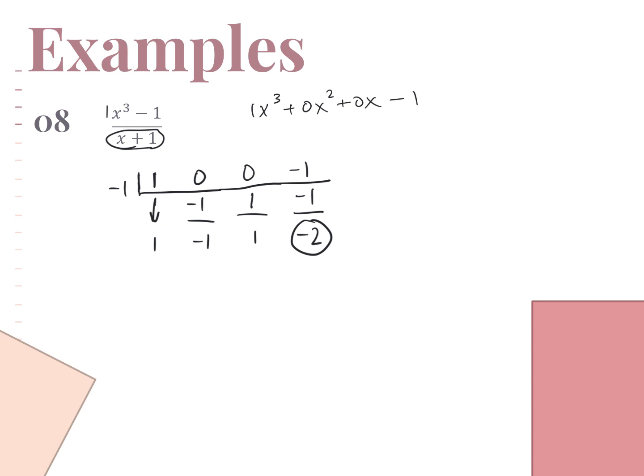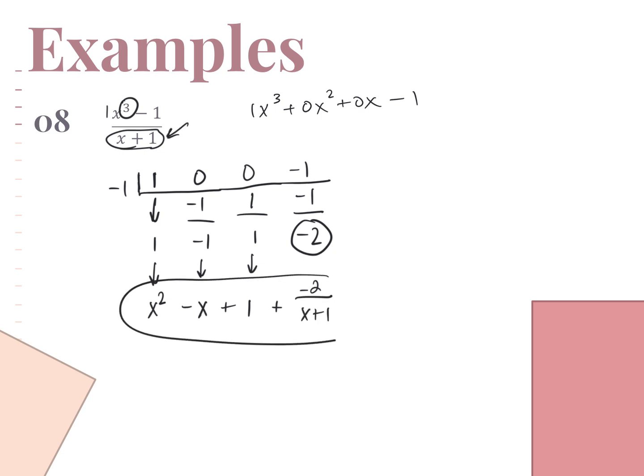But my final answer then, if I started with x cubed, then this is going to be x squared. This one here is going to be minus x. This one here is going to be plus 1. And my remainder is minus 2 over my original divisor, which is x plus 1. And there's my solution. And so that's how we do it using synthetic division.